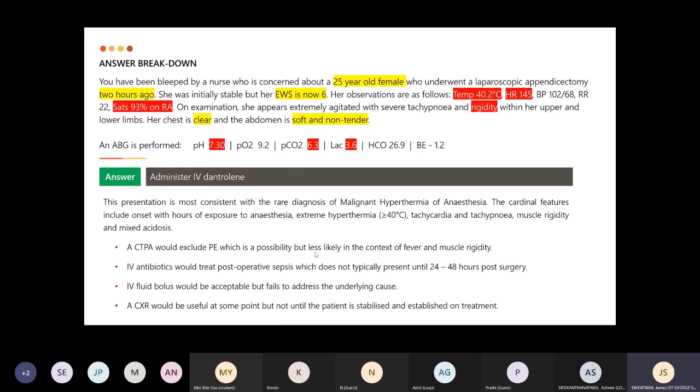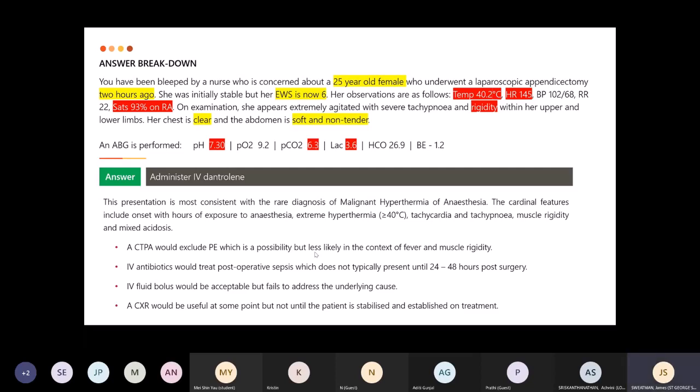The stuff I've highlighted in yellow are important bits of the case to know about, but the stuff in red are the really important things that are going to get you to the answer. So here we need to know that it's a pretty young, probably quite well patient who had surgery 2 hours ago. In our minds, immediately, we should be thinking, what causes complications 2 hours after you've had surgery? It's a really short, acute presentation. Then we know that she was initially stable, but now her EWS is 6, so she's not doing so well.